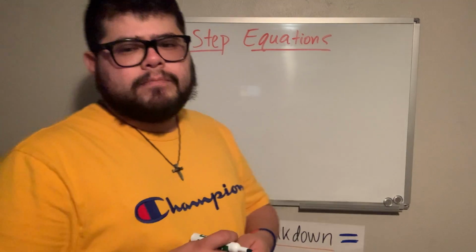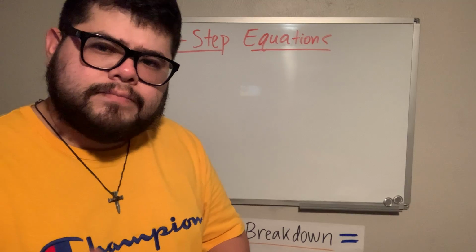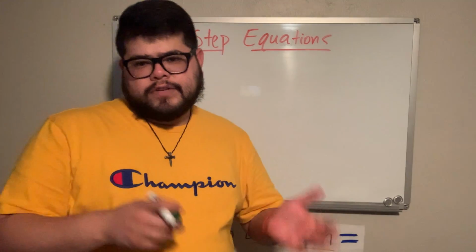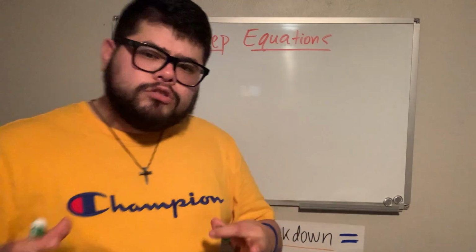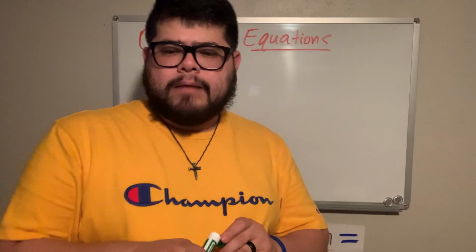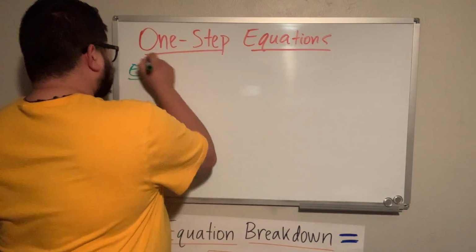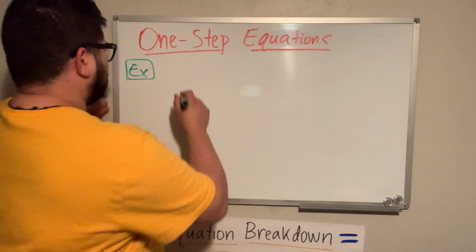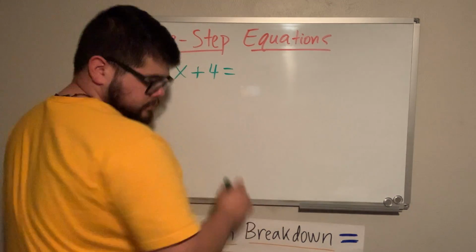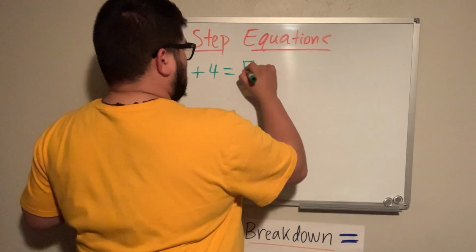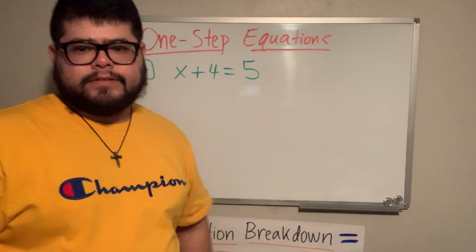Now, what's the opposite of multiplication? What do you think it is? Division, right? And what's the opposite of division? Multiplication, right? So we want to use those ideas within these examples. The first example we have is x plus 4 equals positive 5.